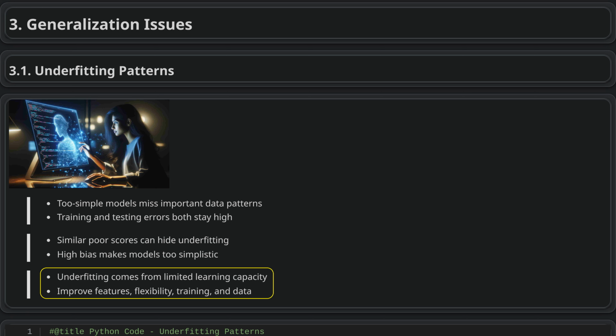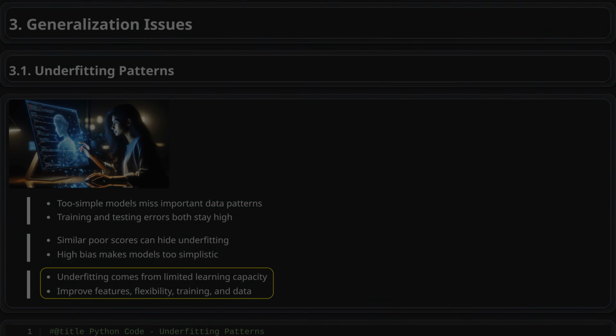Underfitting occurs when a model is too simple or too constrained to learn the training data well. This can result from too few features, excessive regularization, limited training, or lost information during preprocessing. To fix it, increase the model's learning capacity by improving features or data quality, using a more flexible algorithm, reducing constraints, or training longer.